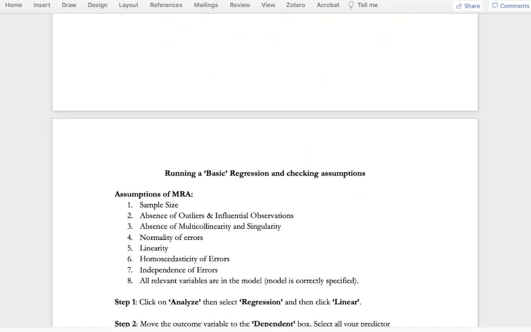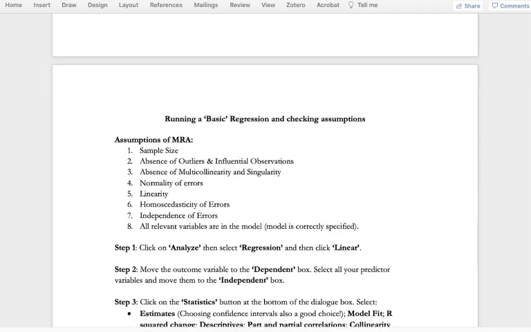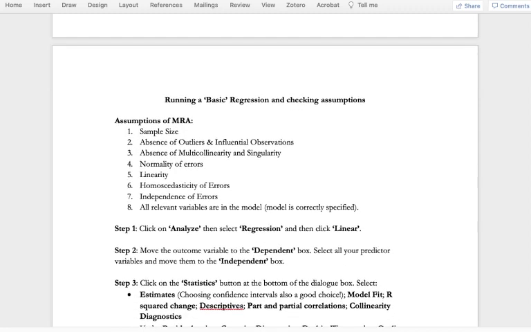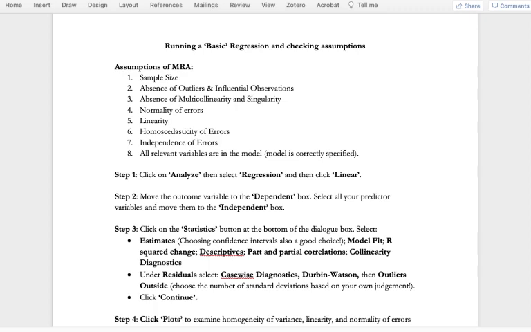First things first, as always, we need to check our assumptions. There's a number of assumptions in MRA. Like I said, we only really covered the absence of outliers and influential observations last time. But that is definitely the biggest and most complicated one to check.